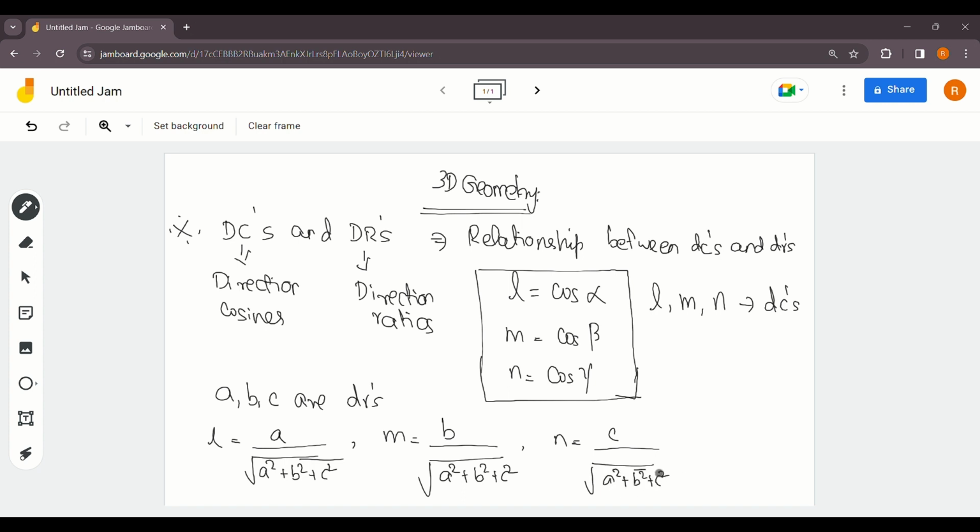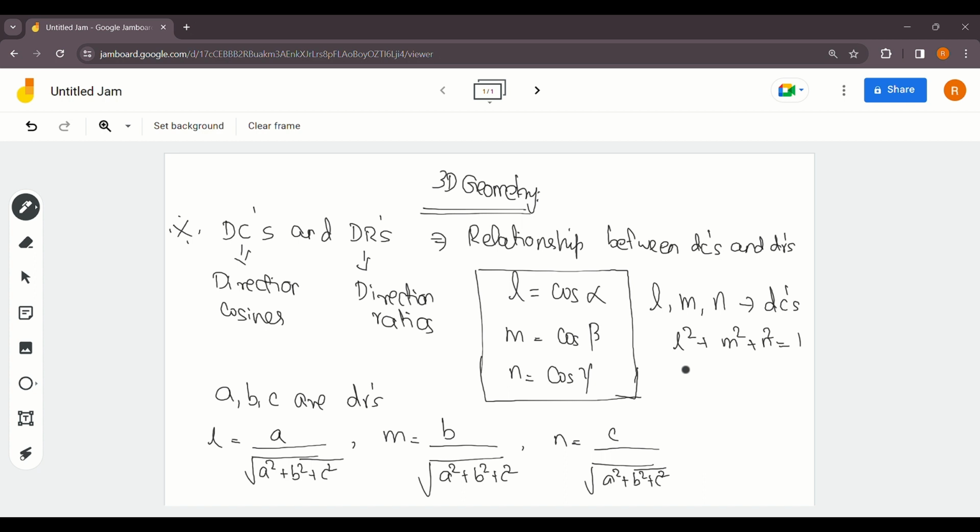We have already learned the relationship in the previous chapter, like l square plus m square plus n square equal to 1. Now if you square and add everything, you will get 1, because the numerator here will be a square by a square plus b square plus c square. The root will go away because you are squaring. And similarly m square is equal to b square by a square plus b square plus c square, and n square is equal to c square by a square plus b square plus c square. So when you add, everything will cancel, and you will get the relationship l square plus m square plus n square equal to 1.